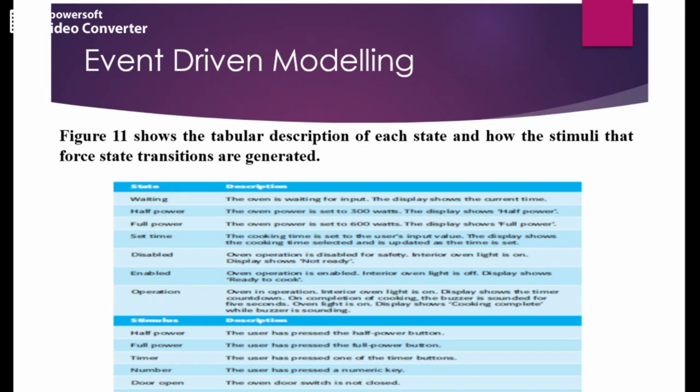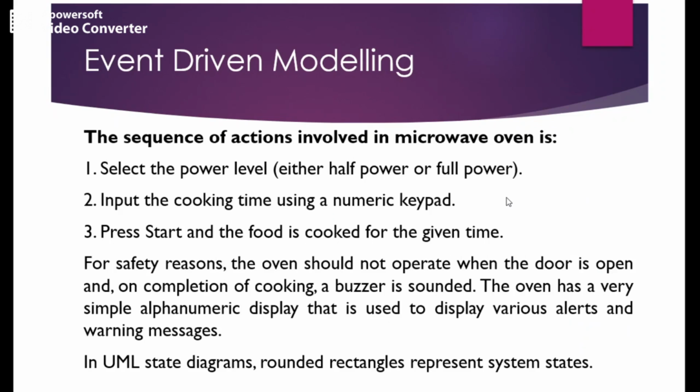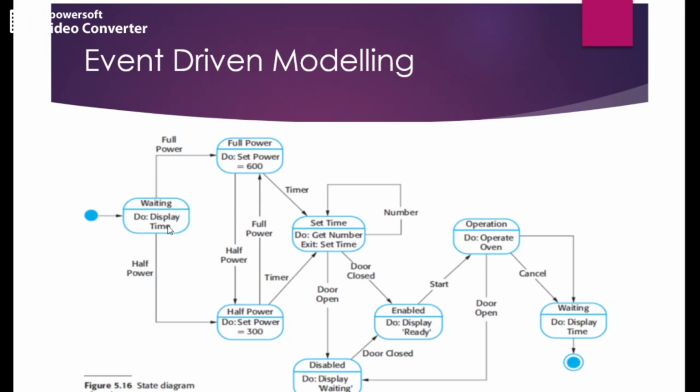Now we'll see the tabular description of each state and how the stimuli that force state transitions are generated. First I'll discuss the states. Next we'll move on to the stimulus. First state, waiting state. That was the initial state. The oven is waiting for input. The display shows the current time. So you can see here, do display time. Now it is 1:30, and if I want to cook the food for 10 minutes, it should be completed by 1:40.